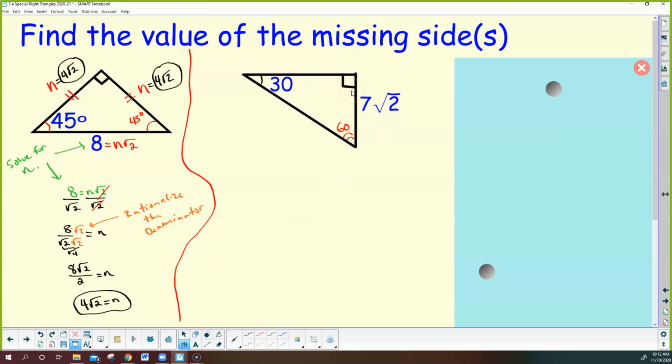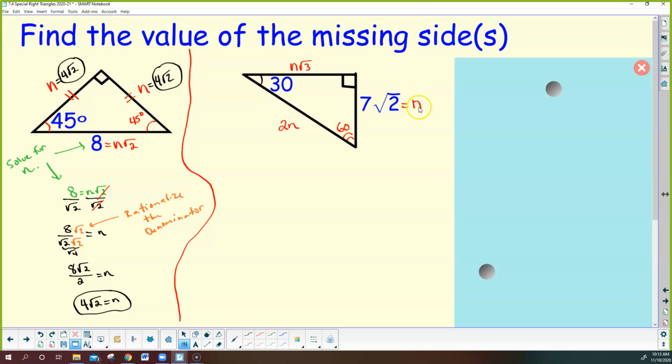Grab your formula marker or your formula pen, whatever. I always use a red pen, and I go across from the 30 first. Notice 30 degrees is the smallest angle, and across from that side is always 1n. But I usually don't write the 1, I just put n. Right? And then across from the 90 is the largest side, 2 times n. And then always across from the 60 is the formula n square root of 3.